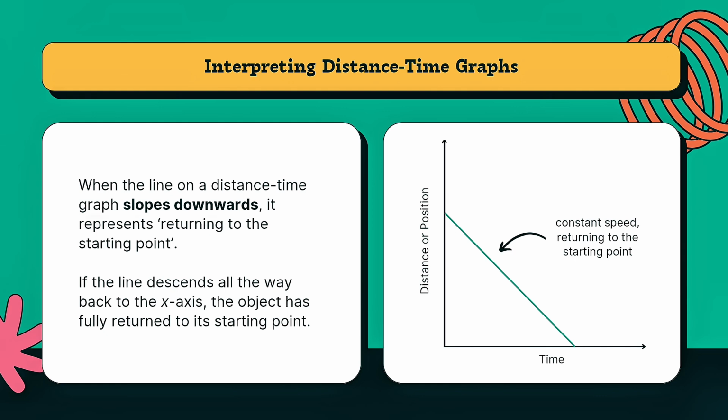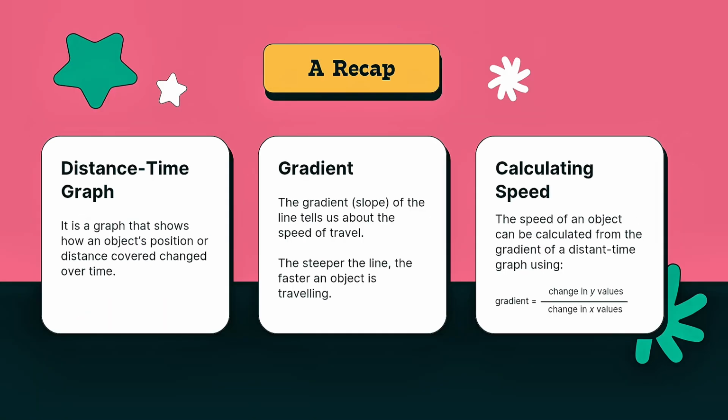So now let us quickly recap everything we learned today. A distance time graph shows how distance changes with time. The x-axis represents time. The y-axis represents distance or position. A straight diagonal line means constant speed. A steeper line means faster speed.